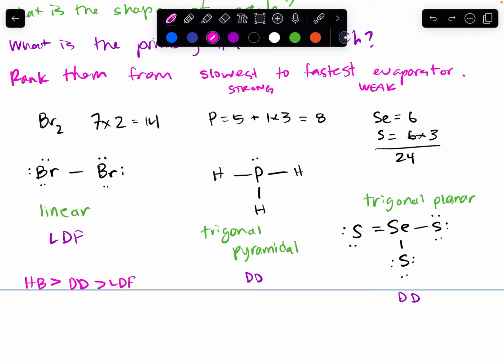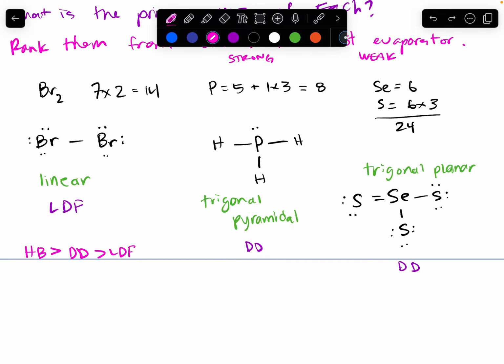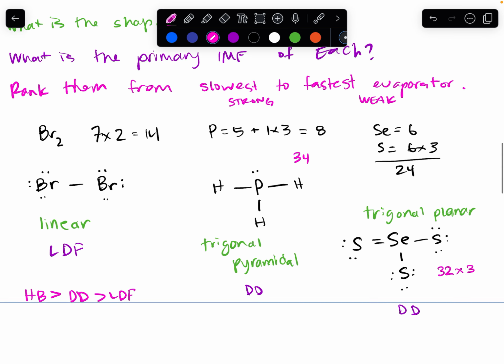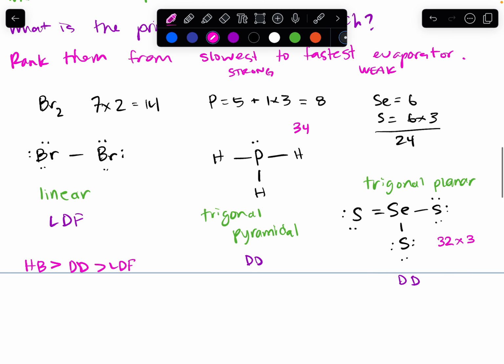But when you have two things that are in the same category, like these two dipole-dipole ones, you're going to go with molar mass as your second thing. So the molar mass, I don't know the totals, and I'm without my calculator, but you can estimate. It's not a problem. So phosphorus is 31. And there are 3 hydrogens there, so call it about 34. And this one has, for each sulfur is 32, and there are 3 of them, so that's already way more than 34. So if we're going from strong to weak, then this is going to be our strongest one.